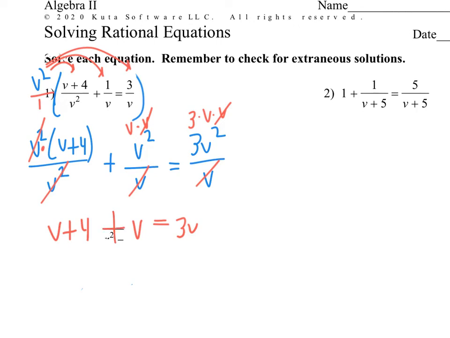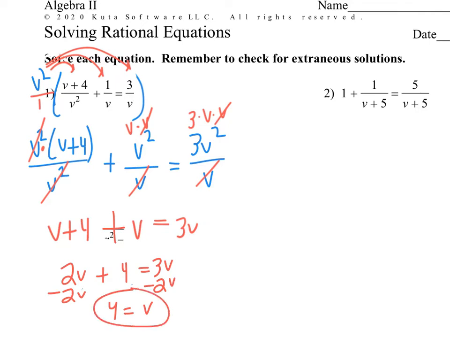All right, so we have v plus 4 plus v equals 3v. Combining the like terms on the left, v plus v is 2v, plus 4 equals 3v. From there, we subtract 2v from both sides and get 4 equals v. That one's not a restricted value. The only restrictions are what make these denominators 0, so v cannot equal 0. So our answer of 4 is good to go.